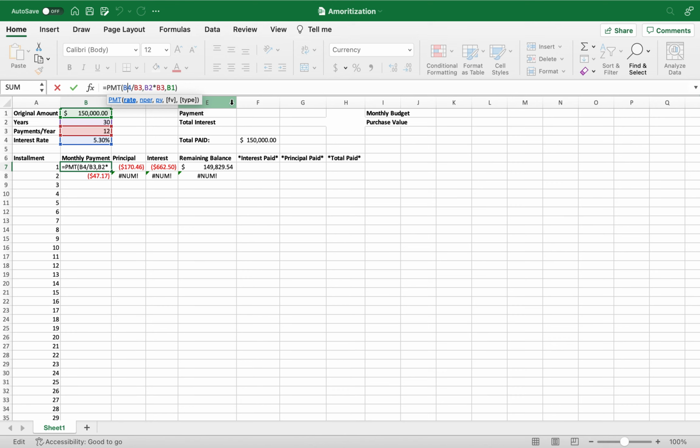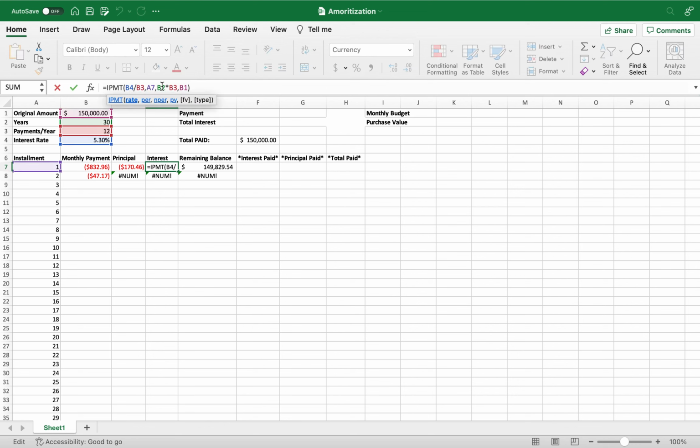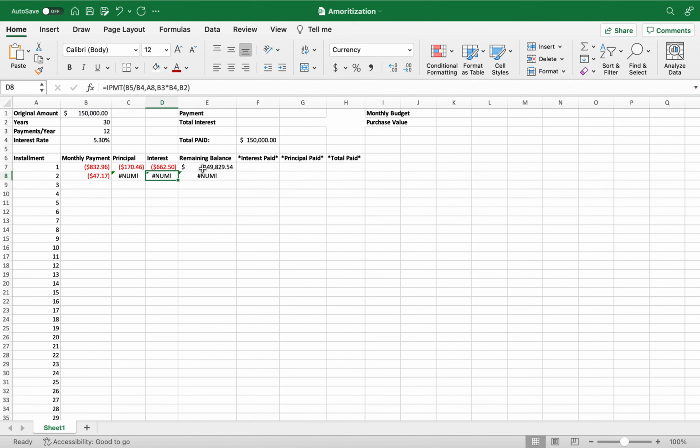So what we can do, we put a dollar sign in between the letter and the number here, and this is going to allow us to pull down this formula across multiple rows. Okay, we're going to want to do that here with the payment as well. Bear with me. All right, there we go.